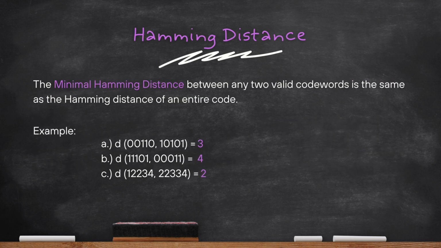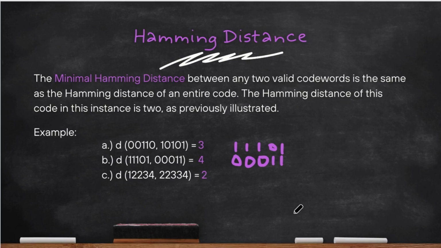The minimal Hamming distance between any 2 valid code words is the same as the Hamming distance of an entire code. For example, for A we have D of 00110 and 10101 to have the Hamming distance, which is equal to 3. This is because the Hamming distance between these 2 codes are 1, 2, and 3. So you will then get the Hamming distance of 3. So for letter B, we have D of 11101 and 00011, which is equal to the Hamming distance of 4, because we have 1, 2, 3, and 4 differences.